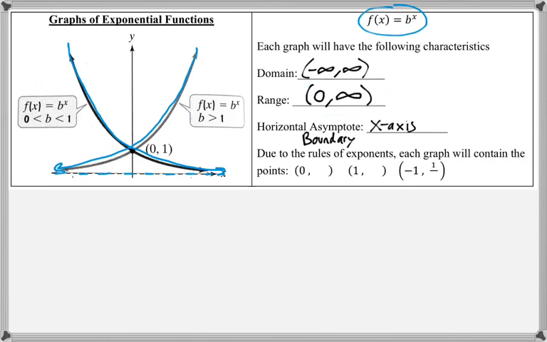Okay, so finally, due to the rules of exponents, each graph will contain the points (0, 1), and that's because anything raised to the 0 power is 1. (1, b), and that's because anything raised to the first power is itself. And (-1, 1/b), and that's because anything raised to the -1 power is the reciprocal.